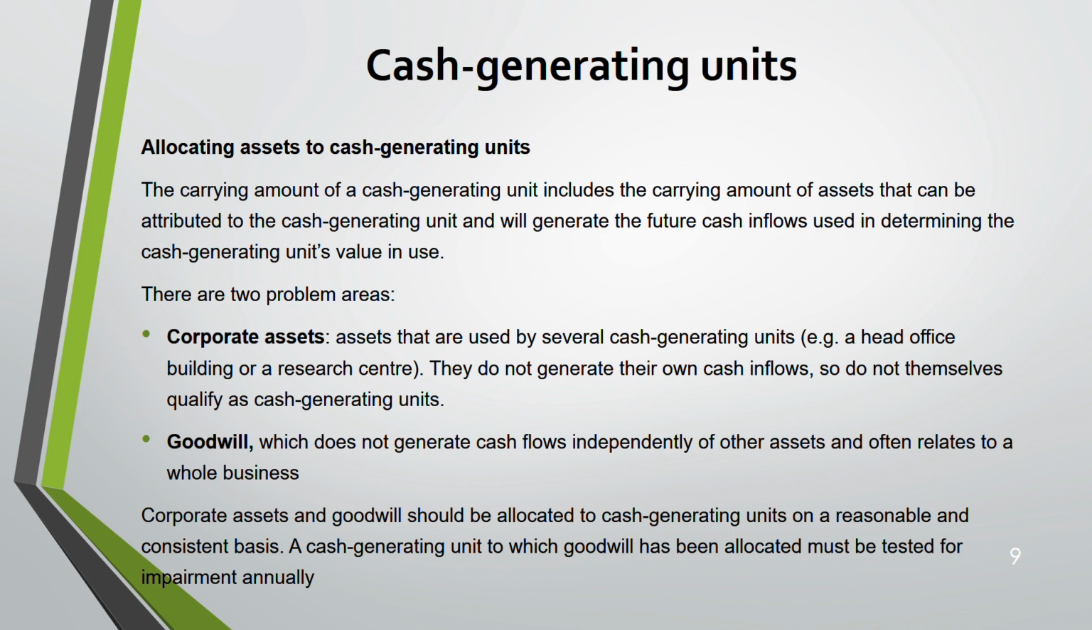A cash generating unit to which goodwill has been allocated must be tested for impairment annually. If you are allocating any goodwill to a cash generating unit, you have to test it for impairment. A cash generating unit is nothing but a group of assets. Rather than finding the impairment for one single asset, you group all the assets, which is known as a cash generating unit, and then you find the impairment.